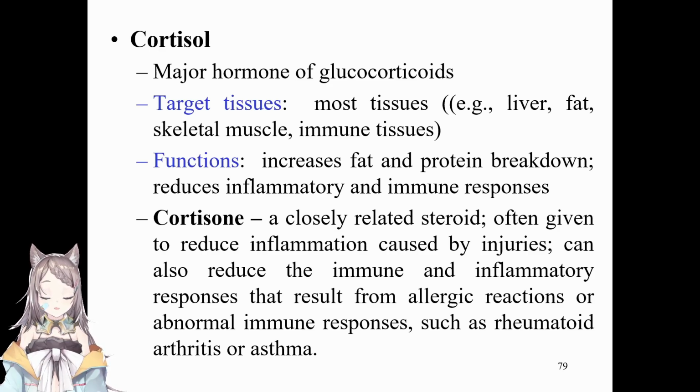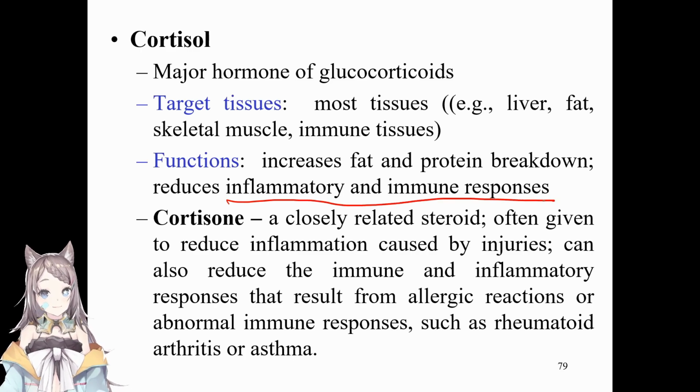Next, you have your cortisol. Cortisol is the major hormone of your glucocorticoids. The target tissues is most tissues, primarily the fat and skeletal muscles. Functions: it increases fat and protein breakdown. It reduces inflammatory and immune responses. So cortisone is a closely related steroid often given to reduce inflammation caused by injuries.